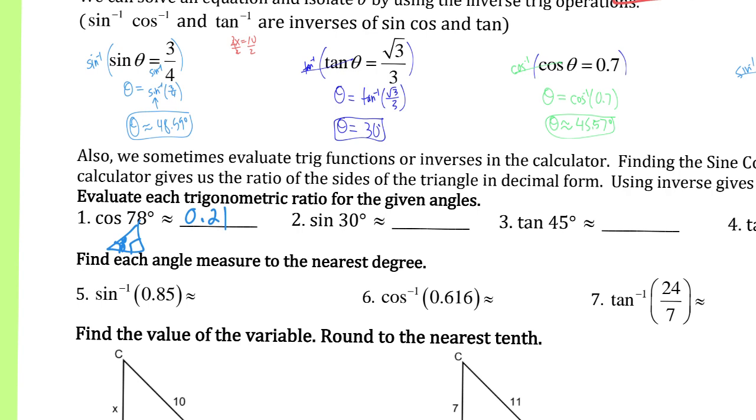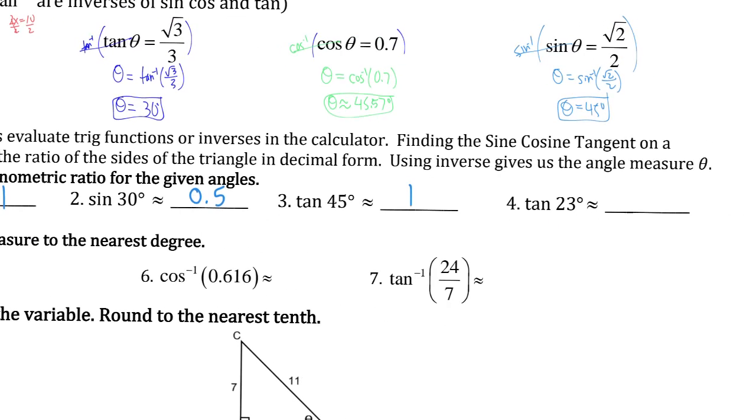Sine of 30, you may know that is 0.5 or a half. 45 is going to be 1. You may know it or you may need to use your calculator. It's kind of up to you on some of these questions that could go either way. I don't know the tangent of 23 degrees. I don't have a triangle sitting around, so I'm going to use my calc.